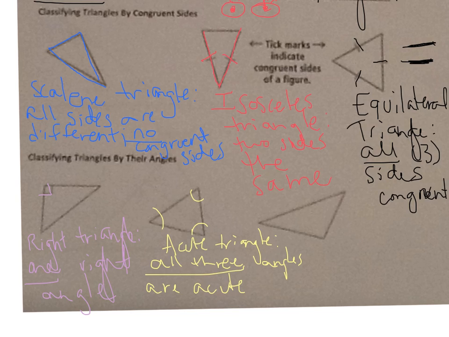And then the last name that we can give, the third name that we can give to a triangle based on its angle measures is obtuse. We can name it an obtuse triangle if there is one obtuse angle.